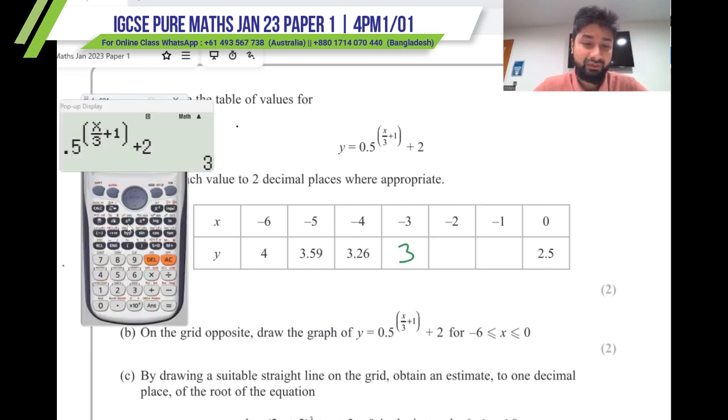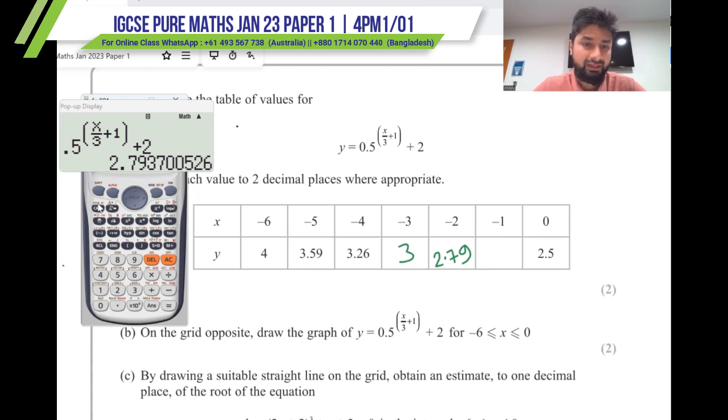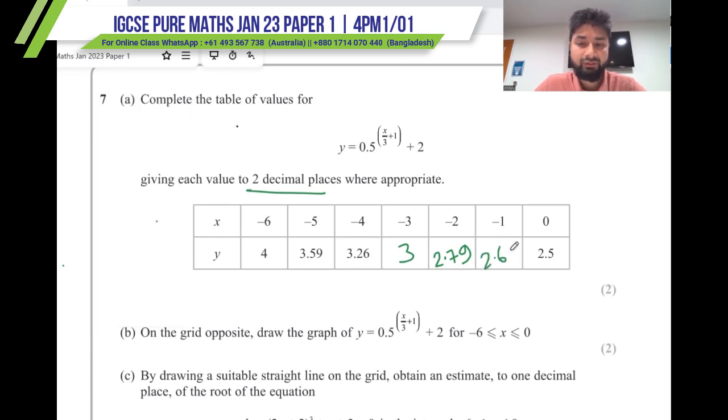We can now, without clicking on anything, again click on calc and write the value of x as -2 to get the value of y here, and that's going to be 2.79. For the last one, we'll again click on calc and write the value as -1, then equals, so it's giving us 2.629. So instead of 2.629, we are going to write 2.63 because they're asking you to find the result to 2 decimal places. So 2.63, that's our final result.